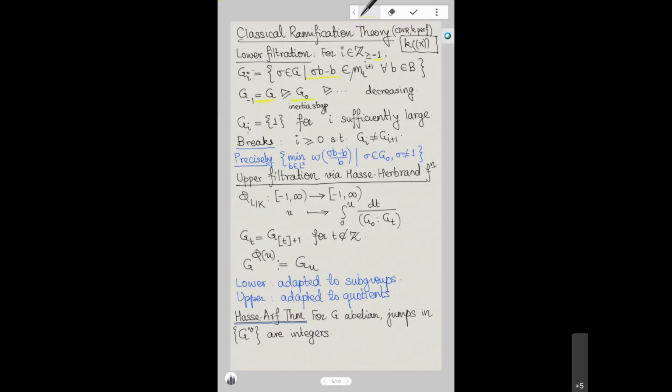We want to focus on pieces that are not equal. These are called breaks in the ramification filtration. These breaks, the corresponding values of i, encode some valuable information. And precisely, these are going to be the breaks you see in blue. You again see the presence of sigma minus 1 here when you're looking at the minimum of whatever valuation. So this particular thing is going to pop up later.